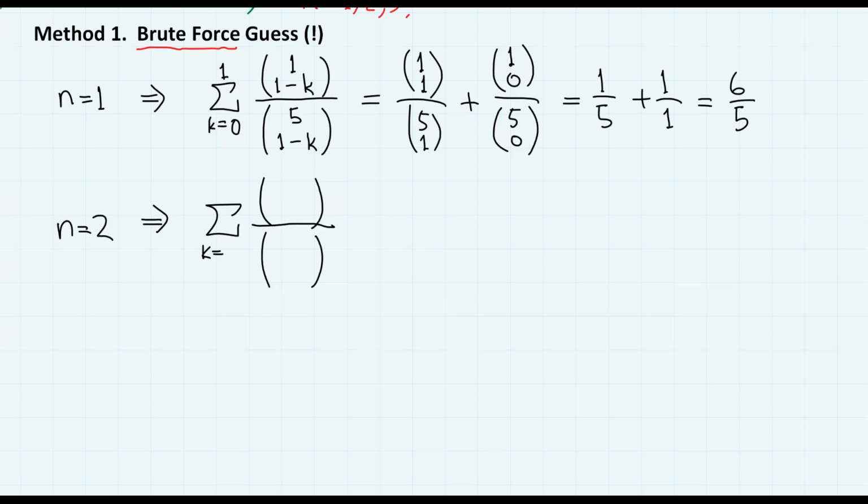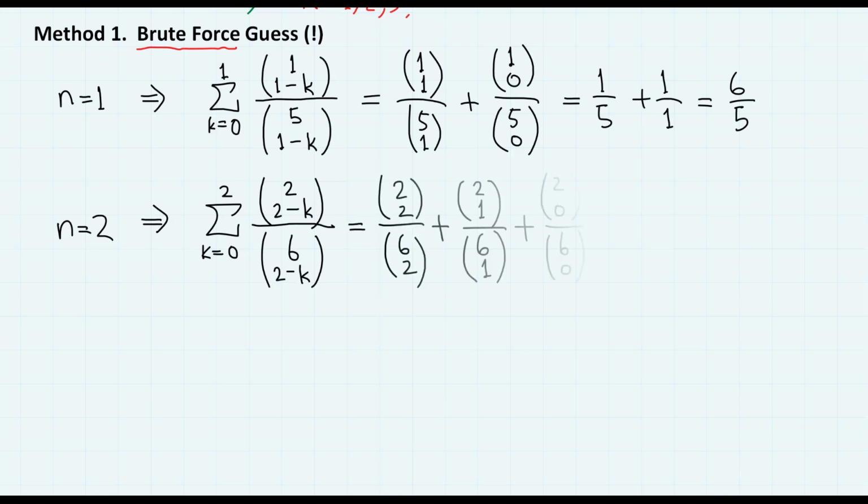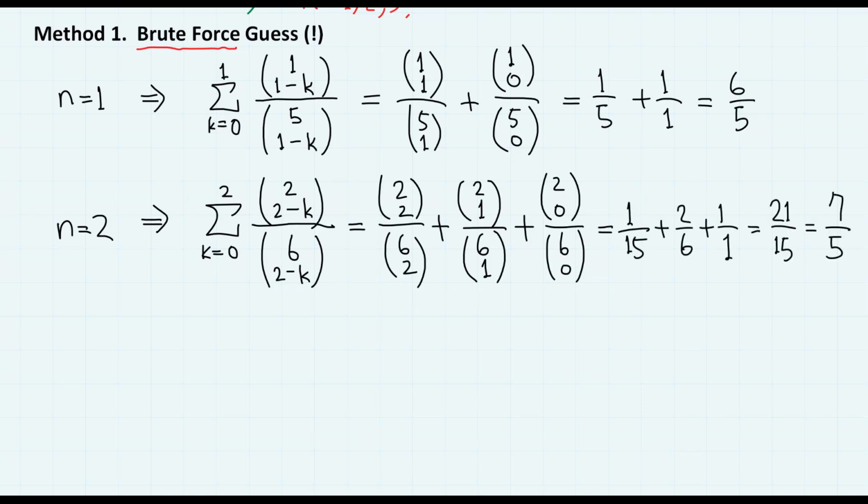And when n equals 2, then k changes from 0 to 2. And then we have 2 choose 2 minus k here, and 2 plus 4, hence 6 choose 2 minus k here. So we have this expression, and if we calculate this, you will obtain 7 over 5.